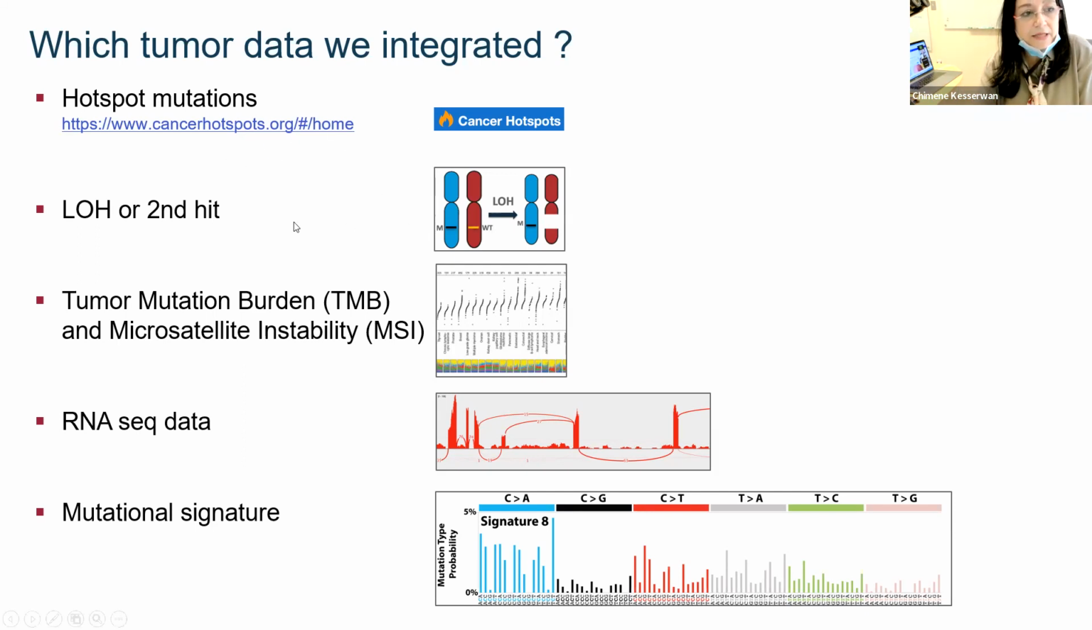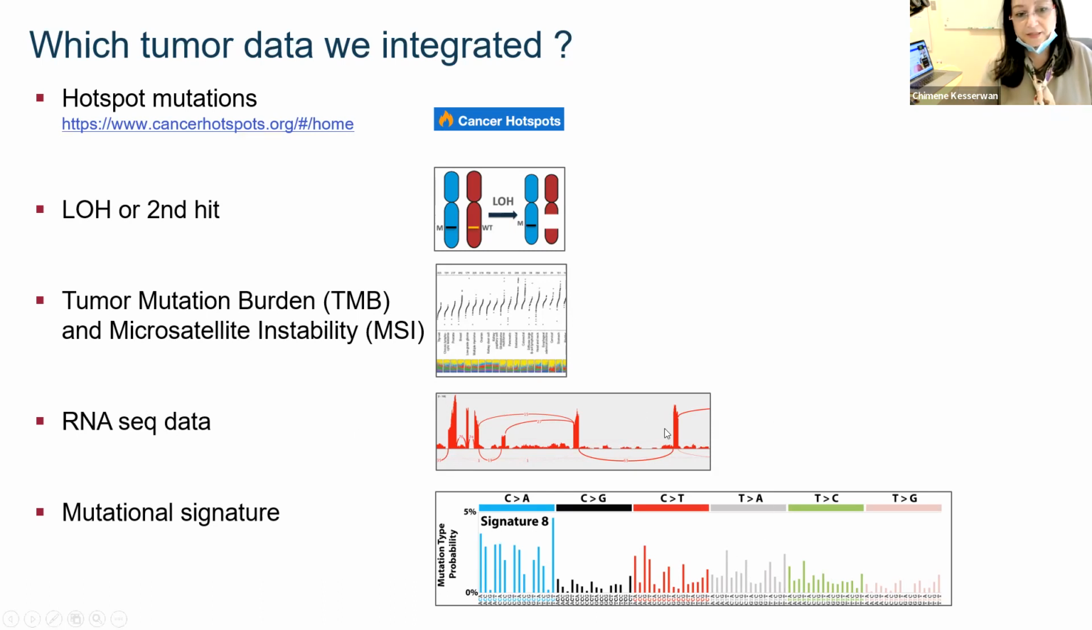So the second data to integrate, like we talked about, is loss of heterozygosity, or second hit. Then the tumor mutation burden and microsatellite instability: if you have a high tumor mutation burden and a microsatellite unstable tumor, and you have a variant of uncertain significance in a mismatch repair gene, in the appropriate context, that may give supporting evidence of pathogenicity. But I think there is now a VCEP for Lynch syndrome and mismatch repair that will put together specific guidelines for how to make use of tumor mutation burden and MSI.